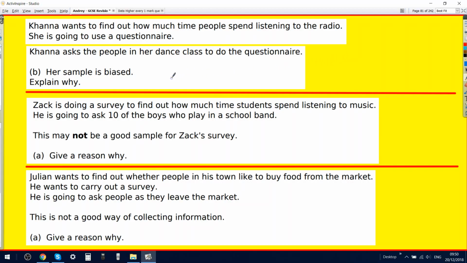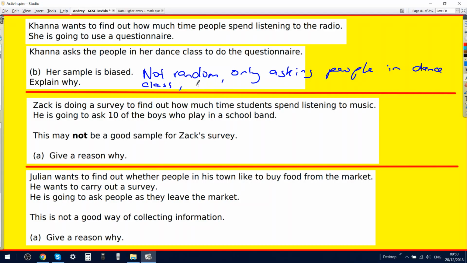So is it just again like it's not random? She's only asking people in her dance class. Yeah, and why would that be a problem? Is it because they'll have similar interests? What are their interests? Dancing. So like listening to music through the radio or something. So they might listen to music more than average. That's what the question is trying to convey, that people who go to a dance class probably like music more than average. All of those are the same thing. He asks 10 boys who play in a school band how much they listen to music, maybe more than average because they play in a band, that type of thing.